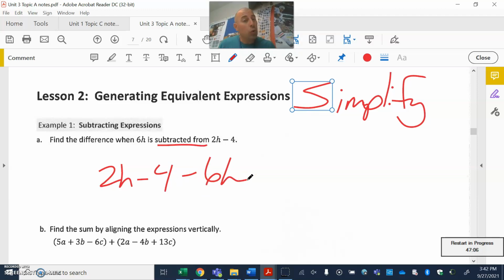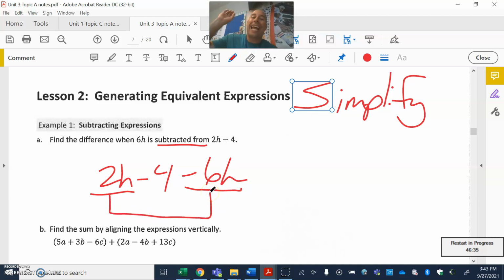So the rule here is we can only combine like terms. And like terms are terms that have the same variable and the same exponent. In other words, they look alike. So this negative 6h is a like term with 2h because the h's are the exact same. This negative 4, not a like term. No h to go along with it. So I can only combine the like terms.